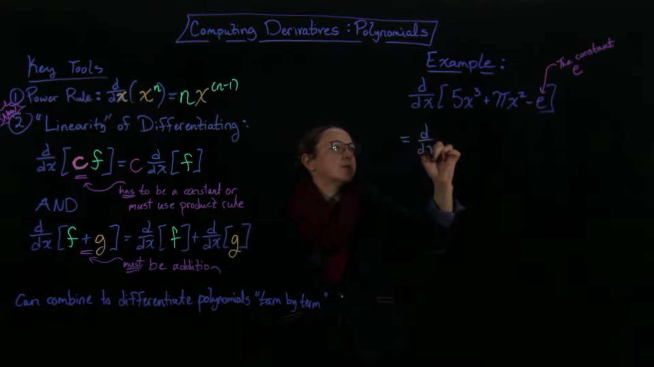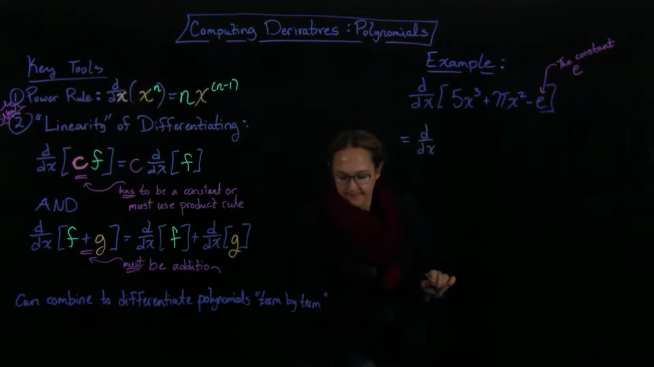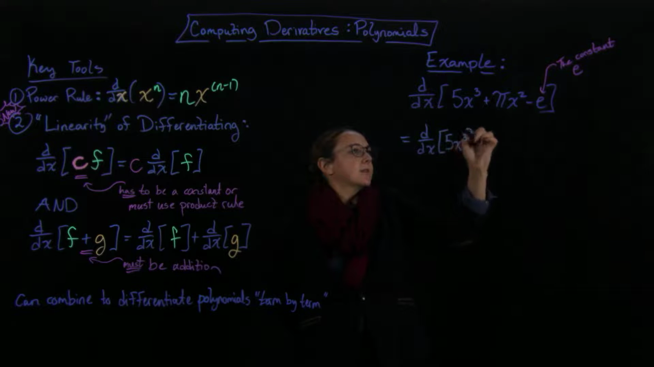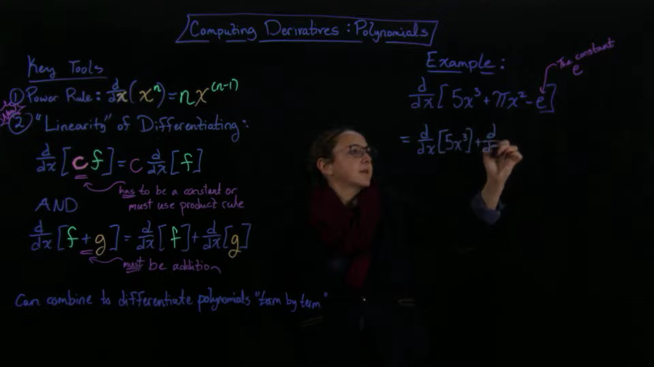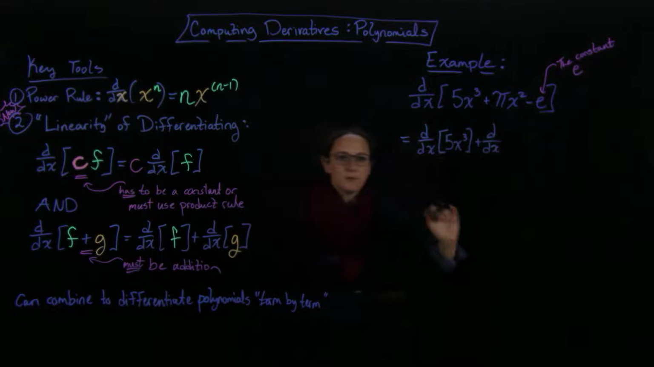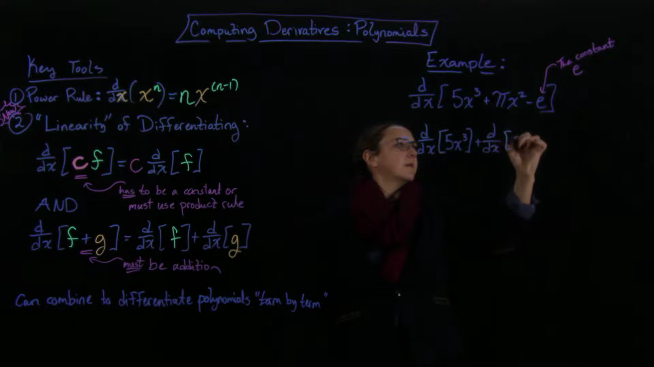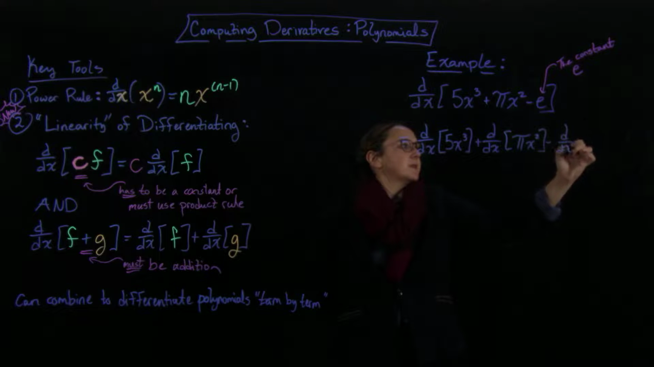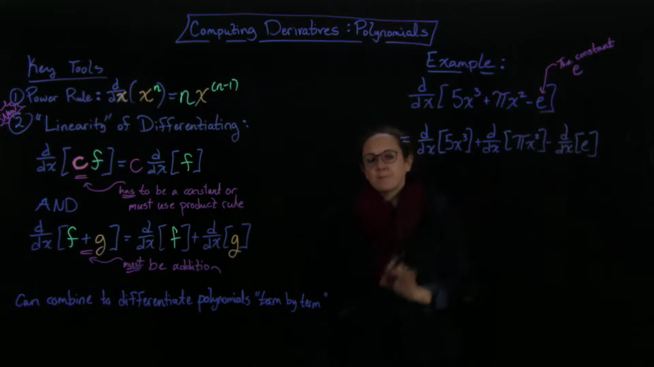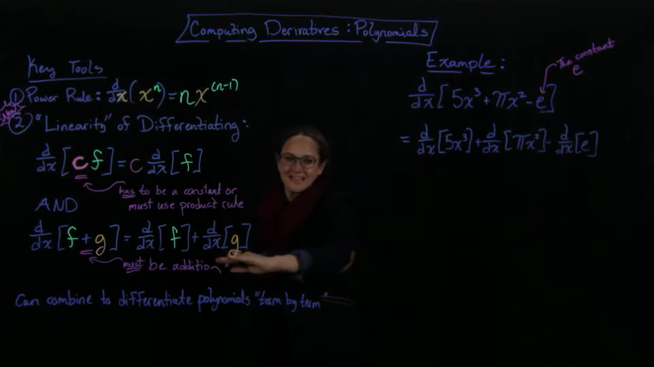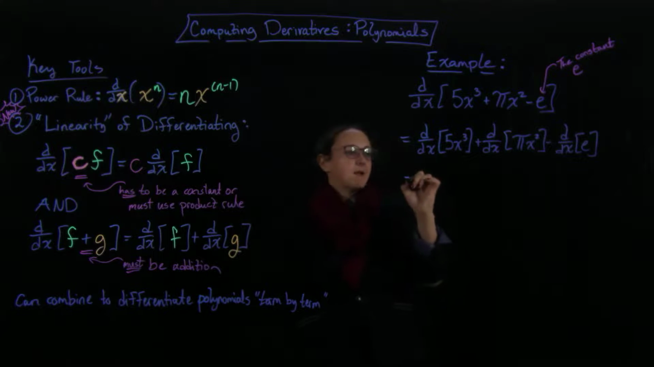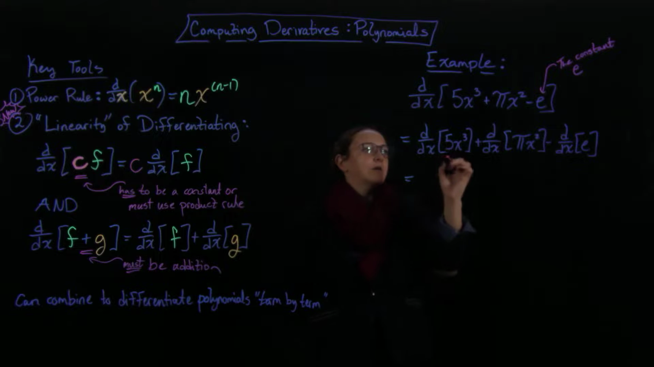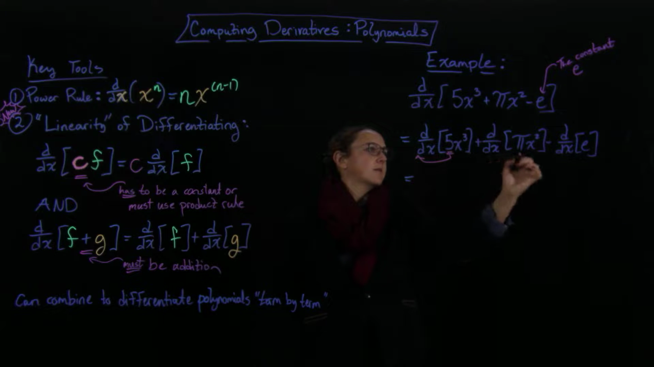So I take the derivative with respect to x. Let's first do the additivity part. So I can take this and break it apart using our rule, of pi x squared minus the derivative with respect to x of e. Okay, I just broke this part using the additivity, and now I can pull out my constants. So this constant comes out.